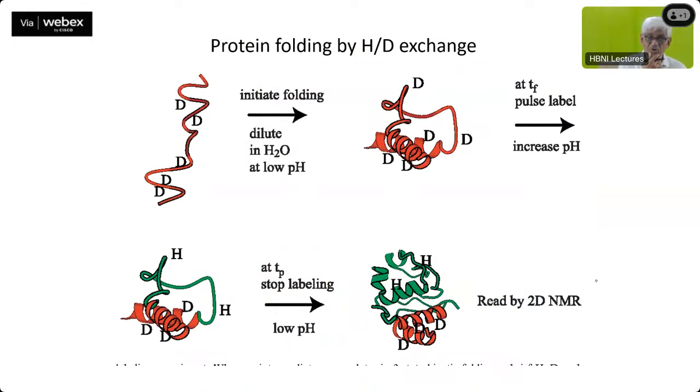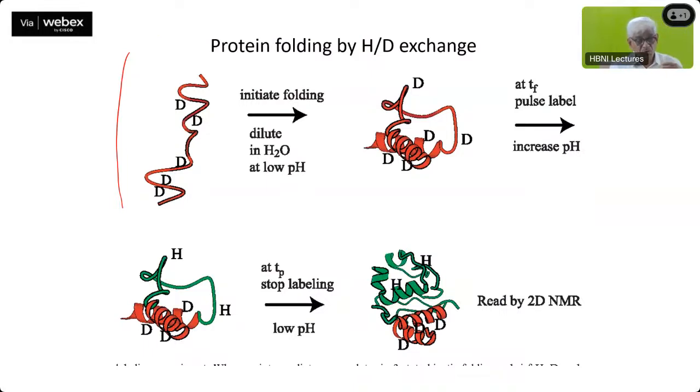Okay, now we can study protein folding by hydrogen exchange also. How do we study this? Consider this protein chain here, which is completely unfolded, and you exchange all the protons with deuterium. All the protons are exchanged with deuterium. Therefore you see all D here, it is a completely unfolded chain.